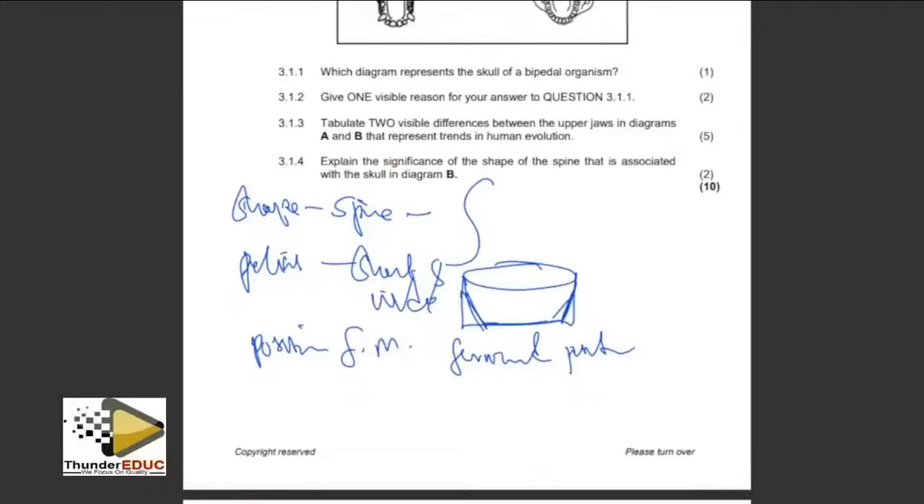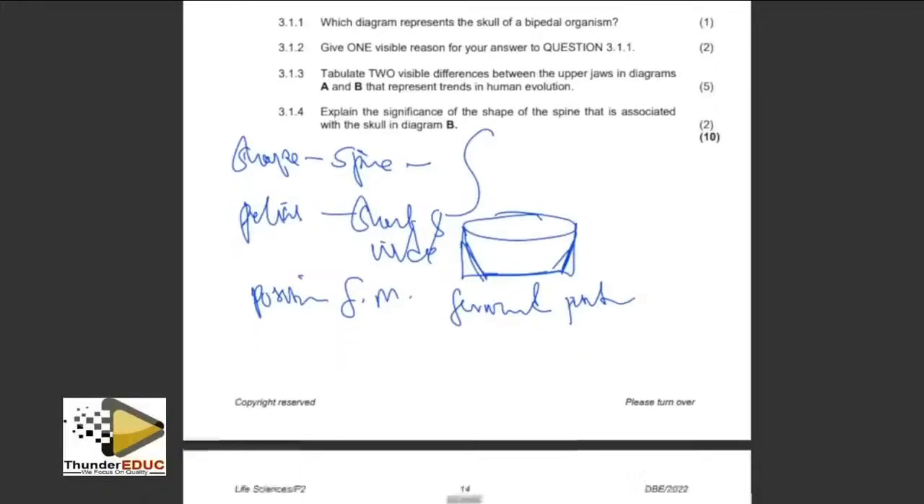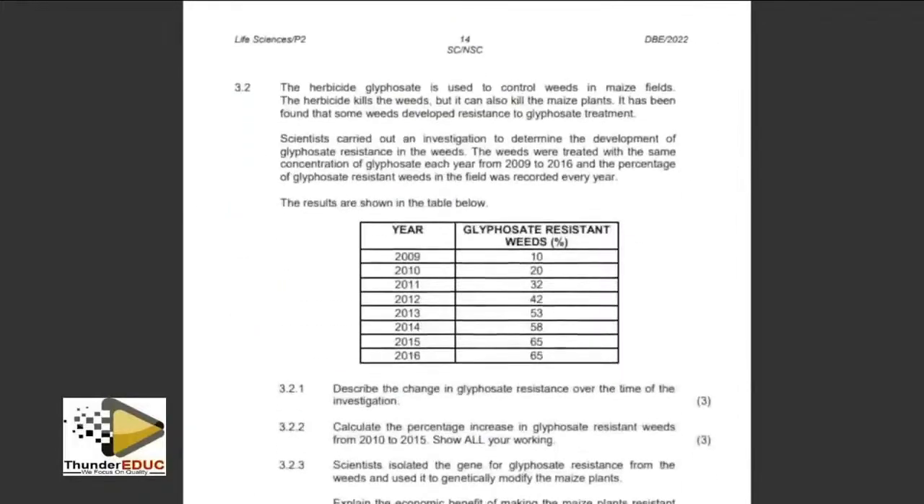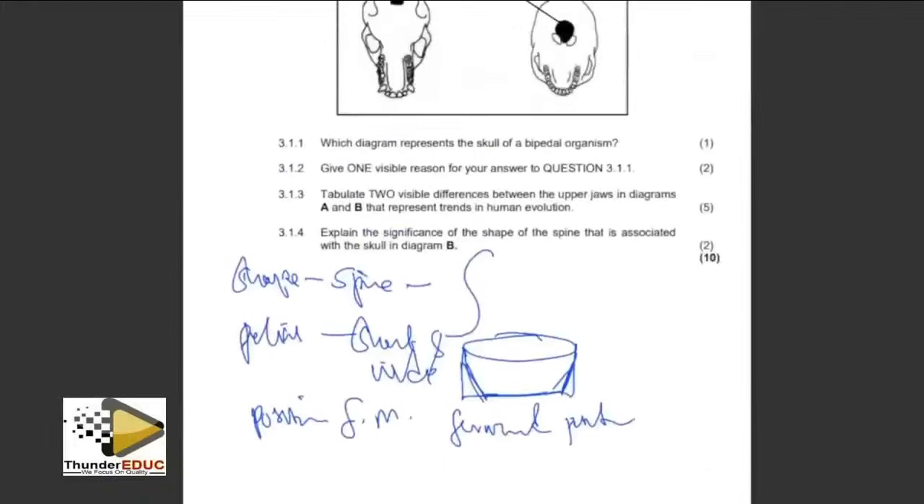So how is the shape of the spine able to support bipedalism? The shape here is S shape to allow flexibility. That's number one. And then the pelvic girdle is short and wider to support the upper weight. The position of the foramen magnum is in a forward position to allow the spine to connect vertically. So basically, that's what you are supposed to tell us.